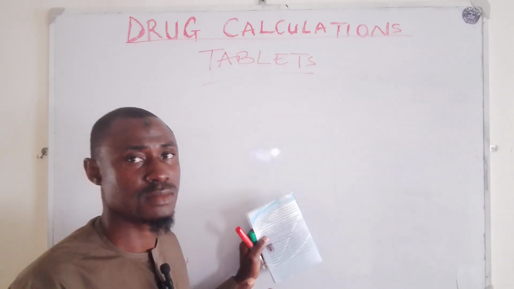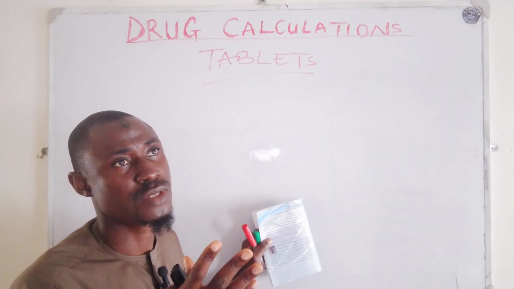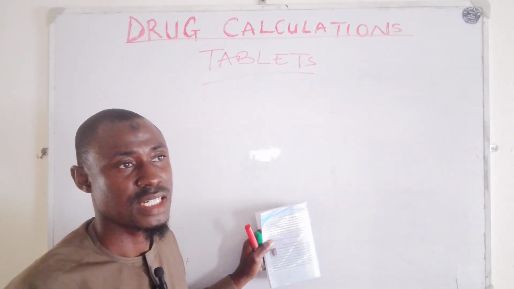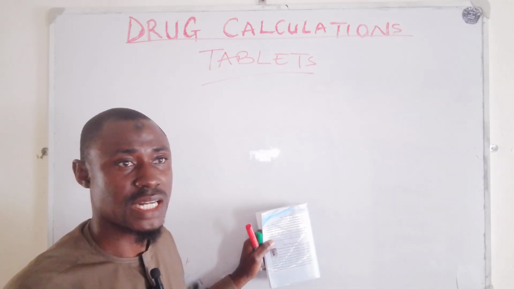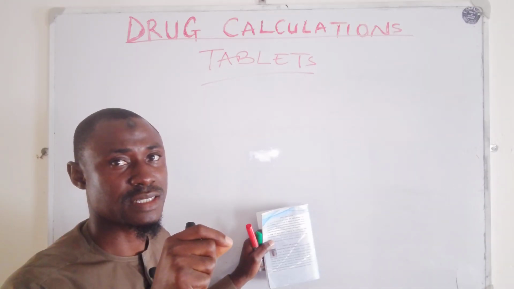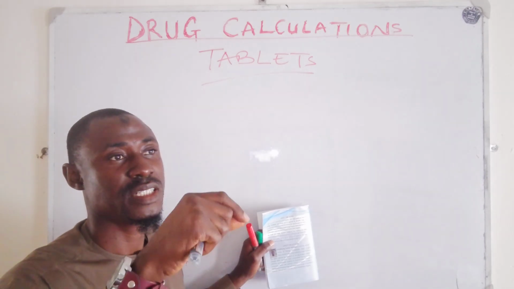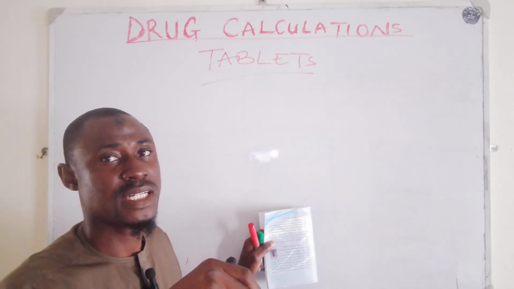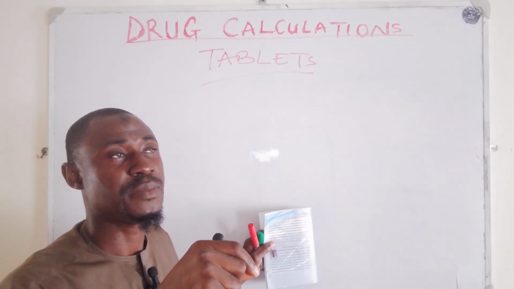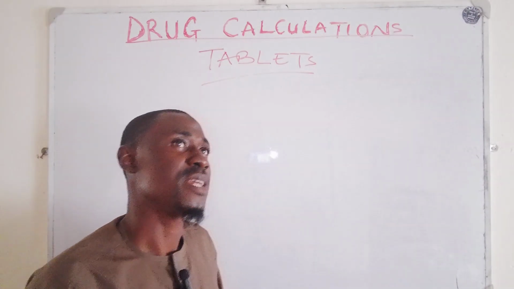When it comes to tablet calculation, it's usually telling you how many tablets you will administer to a patient, right? If the dose has been prescribed for you, either in milligram or grams. So what you are doing in tablet calculation is simply finding the equivalent of the dose that has been prescribed. How many tablets are you going to remove from the sachet that will be equivalent to the amount that has been prescribed?